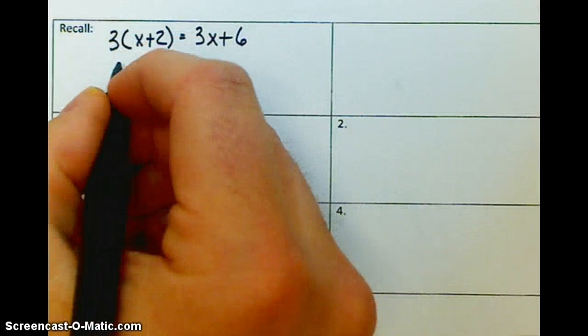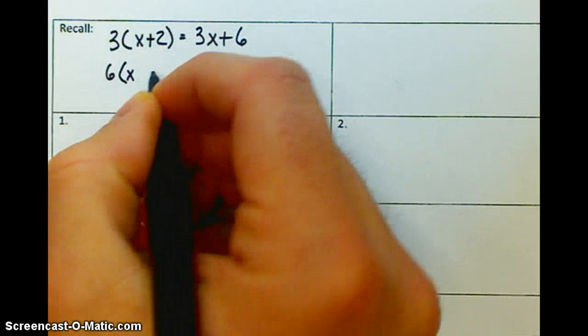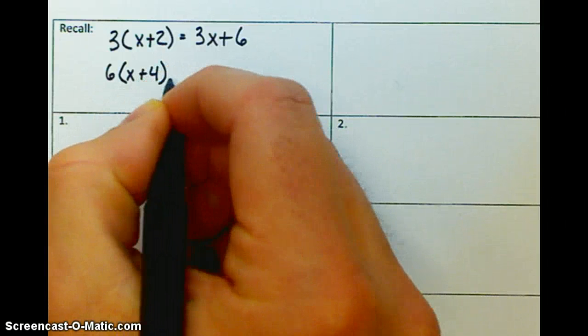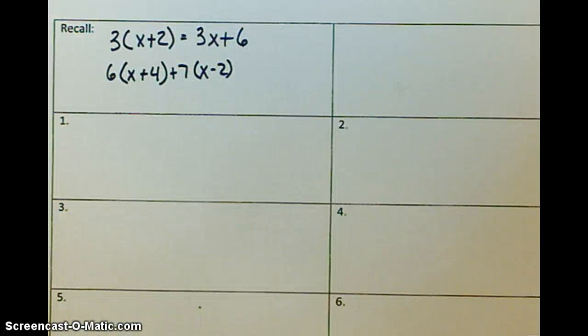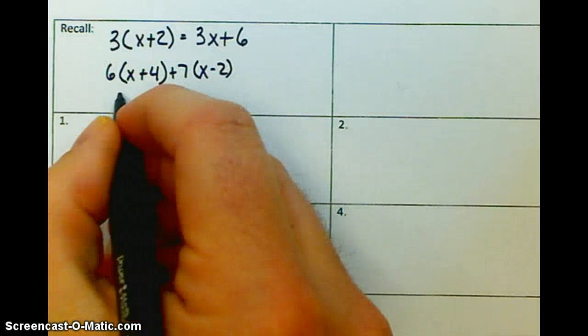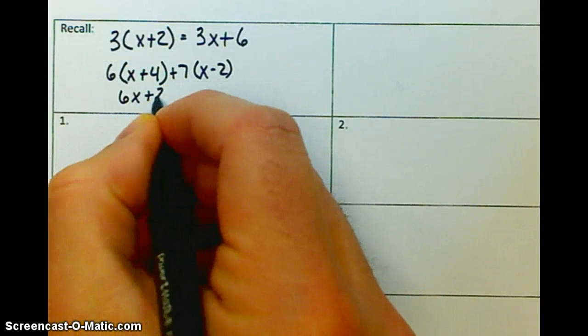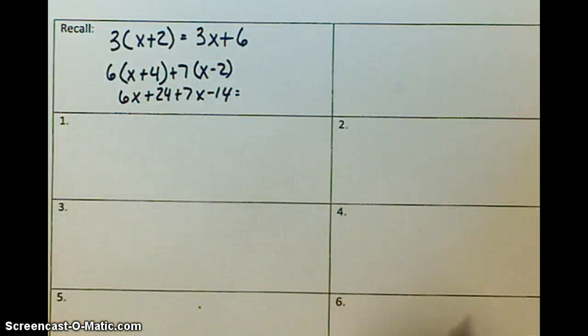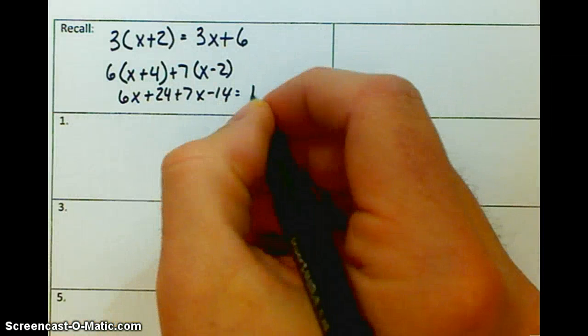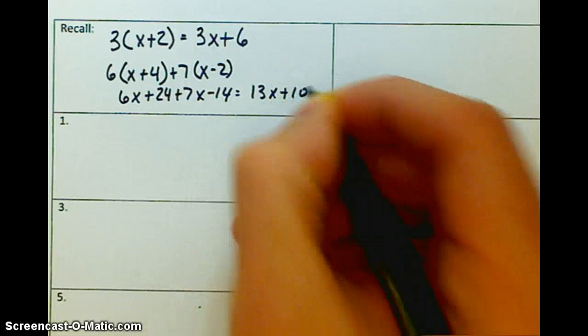Same thing, similar to this problem right here. 6 times (x plus 4) plus 7 times (x minus 2). Okay? So we do the same thing, but we have to distribute twice. We end up getting 6x plus 24 plus 7x minus 14. And when we combine like terms, we get 13x plus 10.